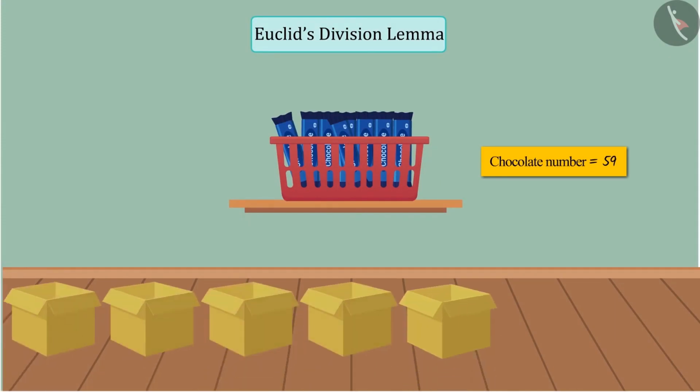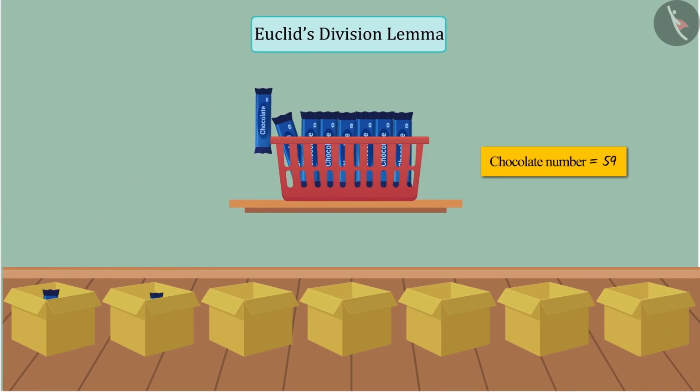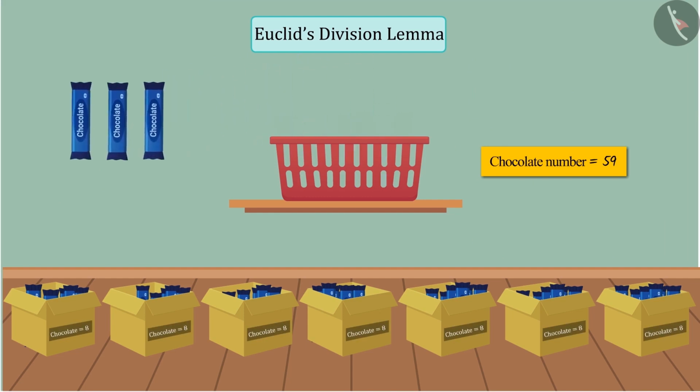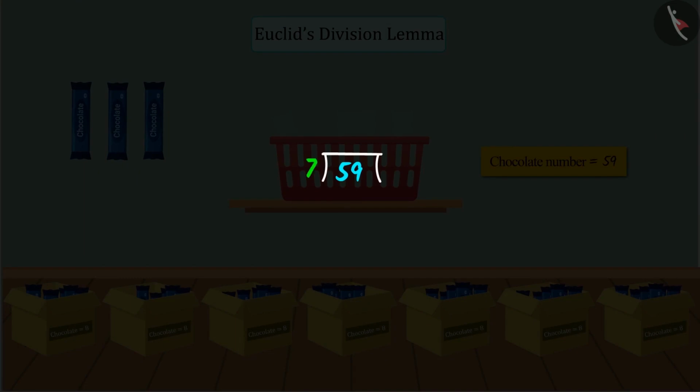Similarly, if the number of boxes is increased to 7, we see that each box contains 8 chocolates, while 3 chocolates remain, which we represent like this.